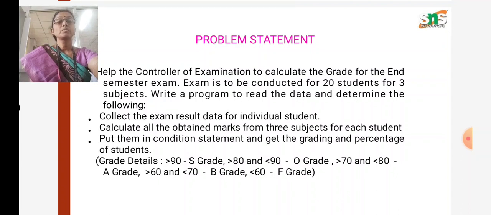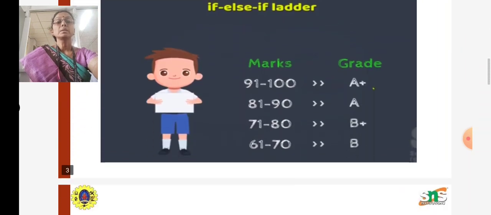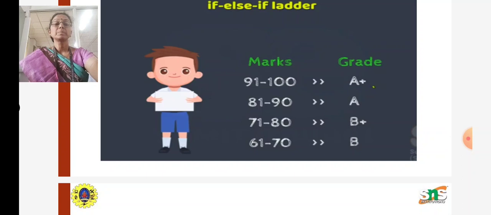For the following statements, collect the exam result of each individual student, calculate the marks obtained by each student, and put them in the conditional statement to get the grading based on the percentage of the students. Here they are giving the statement of marks for each grade. So how can you solve this? Using the if-else ladder, we can solve this set of conditional statements.